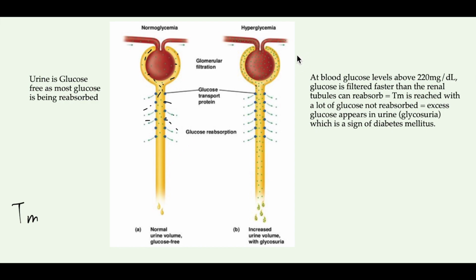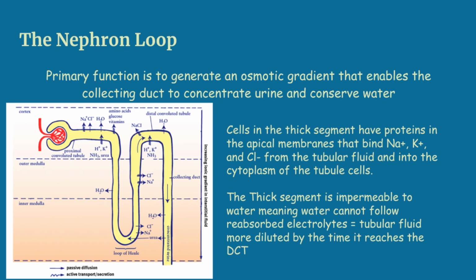But with hyperglycemia, which is an elevated level of glucose, blood glucose levels are above 220 milligrams per deciliter, in which glucose is filtered faster than the renal tubules can reabsorb, meaning the glucose transport proteins can't handle all of this glucose. So what happens? The transport maximum is reached, and a lot of glucose is not reabsorbed, and all of that glucose will show up in urine, which is called glycosuria, when there is glucose in the urine, which is abnormal. There should not be glucose in the urine. This is a sign of diabetes mellitus. So we just finished our conversation about the transport maximum.